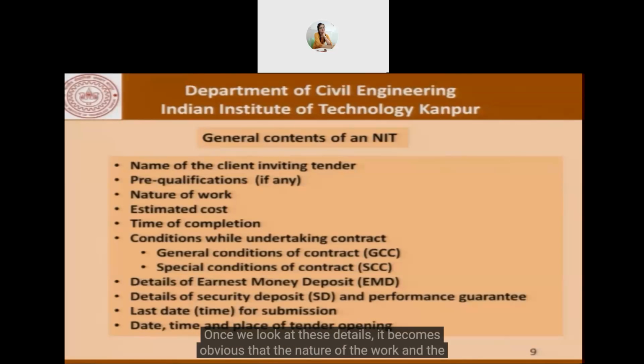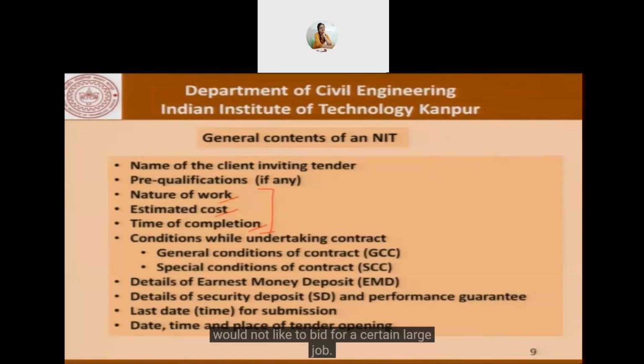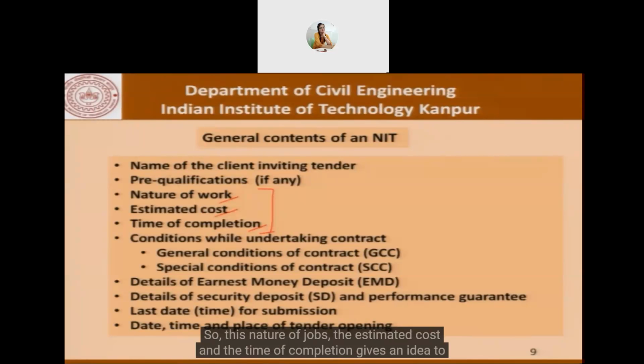Once we look at these details, it becomes obvious that the nature of the work, the estimated cost, and the time of completion are important for a bidder to decide whether or not they are interested in submitting a bid for that project. For example, certain large contractors may not be very interested in very small jobs. Maybe the other way around, very small contractors who have not handled a large project before would not like to bid for a certain job. So the nature of the job, the estimated cost and the time of completion give an idea to the bidder whether or not they should bid for a job.